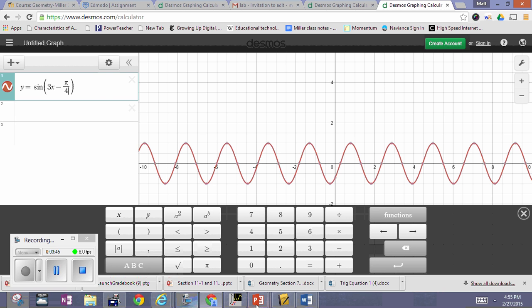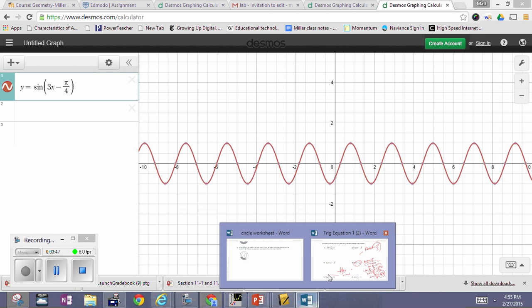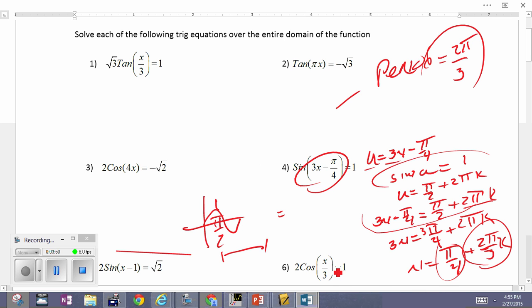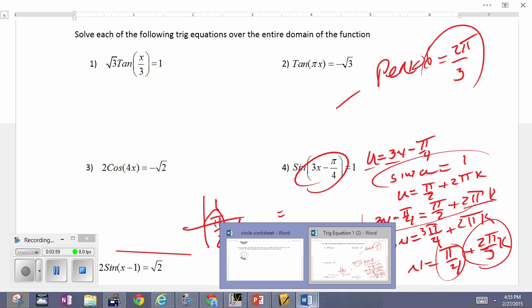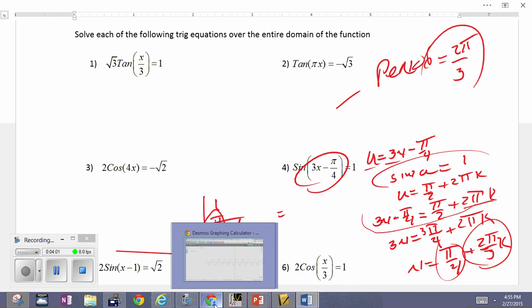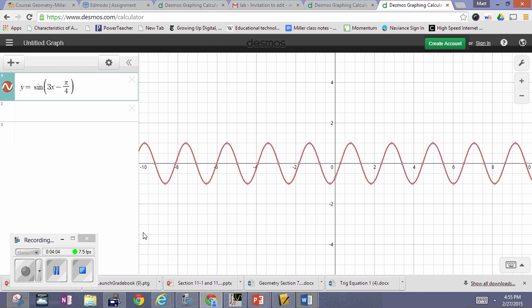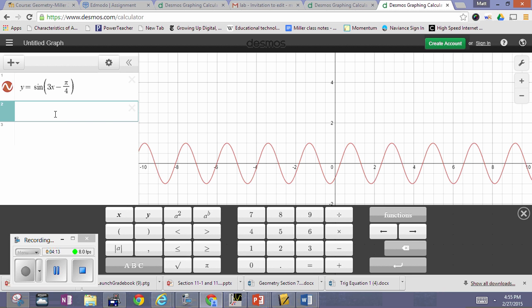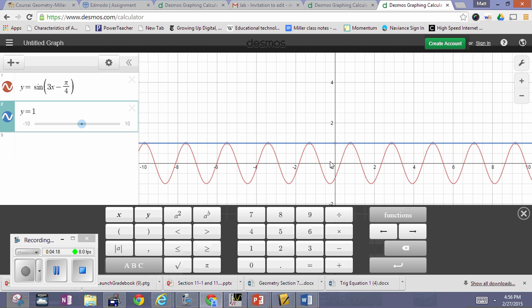Let me just double check. Yes, 3x minus pi over 4. And where is that equaling 1? That's the question that we're asking. So this is the graph. Where is that equal to 1? Well, we'll draw the horizontal line y equals 1 here. And doing that, you can just see where they meet. And here it is.